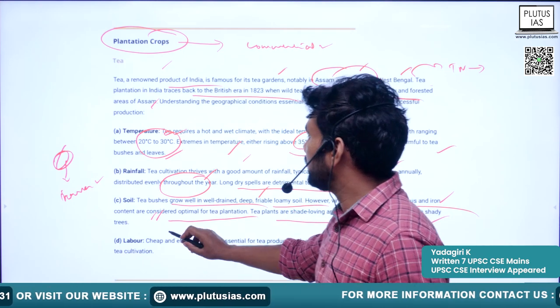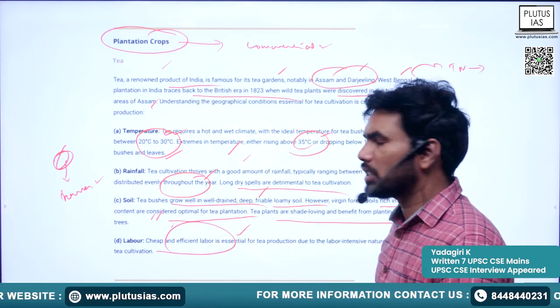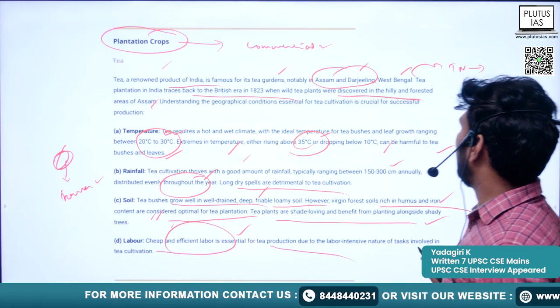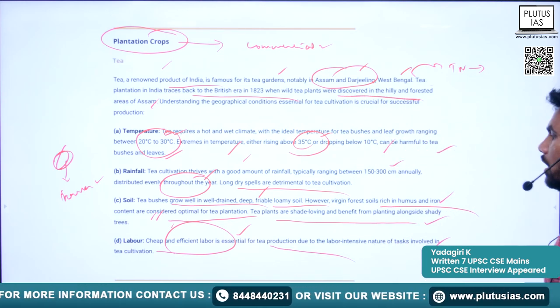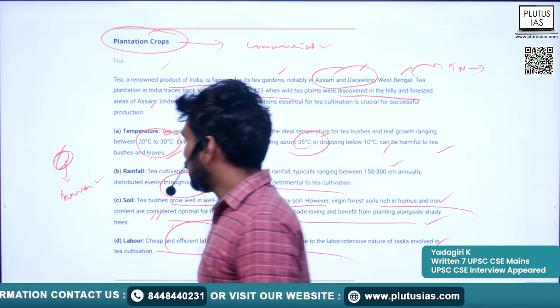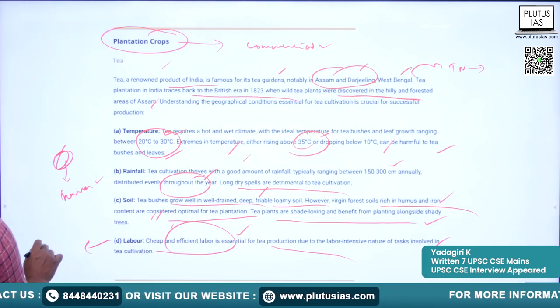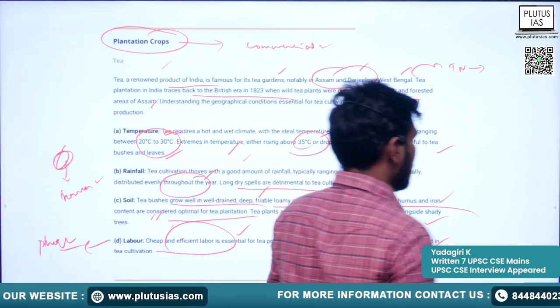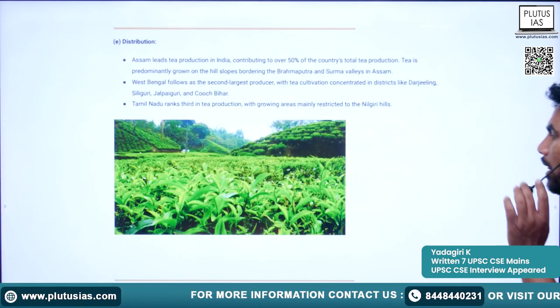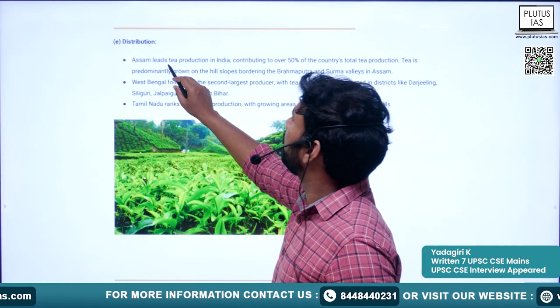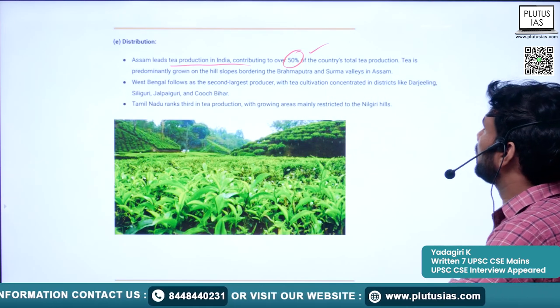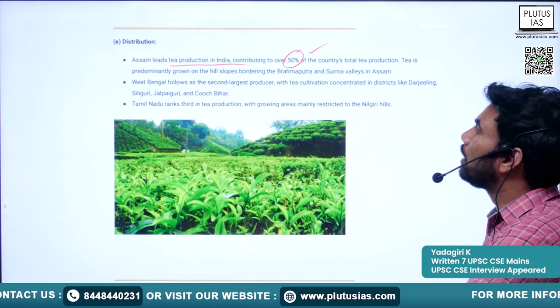Labor is cheap and efficient. Labor is essential for plucking the tea leaves, due to the labor intensive nature of the tasks involved in tea cultivation. So basically, to pluck the tea leaves, cheap and efficient labor is very much required. Distribution, if you see, Assam leads the production in India, contributing over 50% of the country's total tea production.